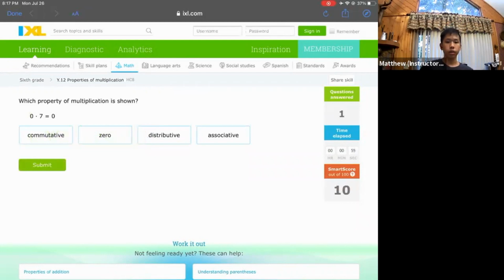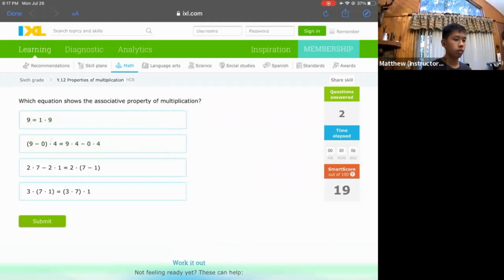Now, what's the zero property? That's a new one. The zero property is A times zero is zero. So, which shows the associative property of multiplication? Well, as I said, parentheses A plus B and parentheses plus C is equal to A plus parentheses B plus C. That will be the same as 3 times parentheses 7 times 1 equal to parentheses 3 times 7 and parentheses times 1.